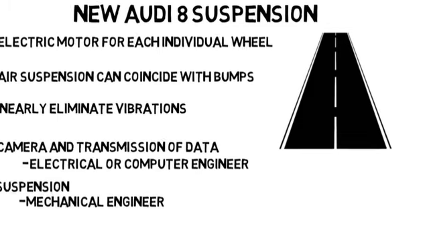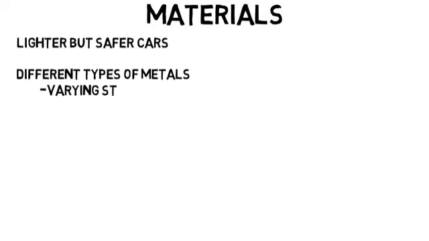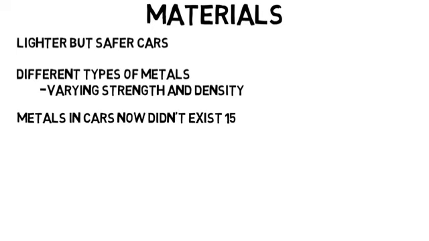There's research going on materials that aim to make lighter but safer cars, and this may involve looking at different types of metals that have different properties like varying strength and density. A lot of the metals in cars today did not exist just 15 years ago, and we are still continuing to make advancements in this area.